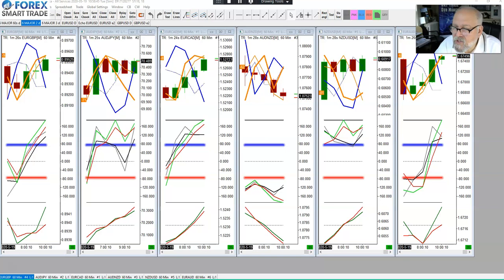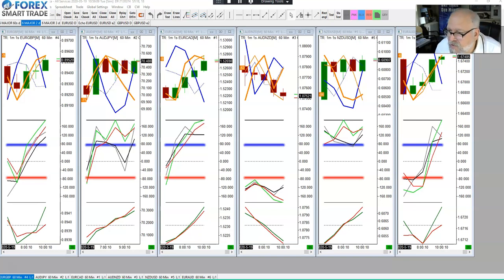Am I concerned about the G7 meeting all day? Yes and no. It's all day. I'm gonna take my chances because we don't have a specific event. We don't have a specific pair that's going to be impacted. So I am going to trade even though that is there.